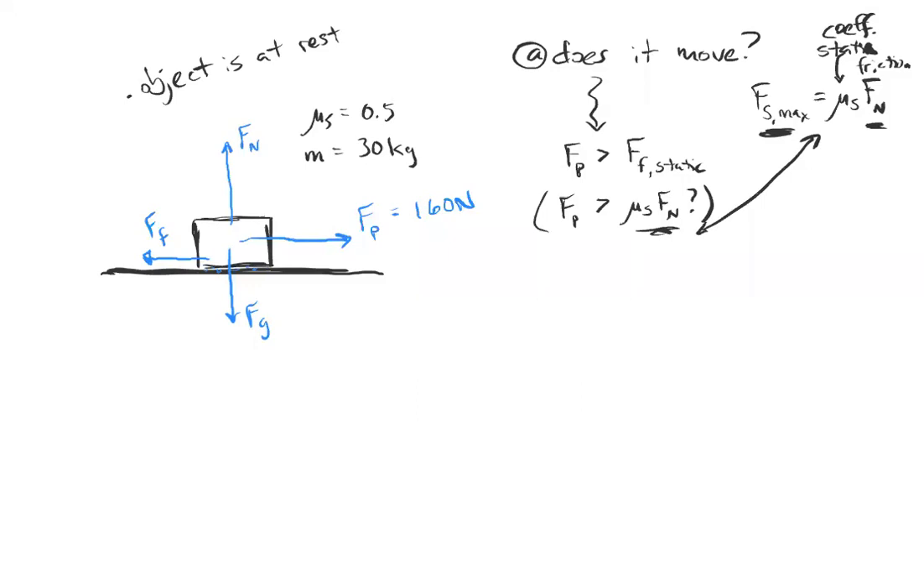So we want to know what this maximum static friction force is. If we figure this out, then we can know whether or not it's less than or greater than or equal to this 160 newtons. And if our 160 Newton push is bigger than the maximum static friction force, then we know that this object is going to break away from being at rest and start accelerating. Now, we know what this is, right? We just talked about that. And we need to figure out what the normal force is.